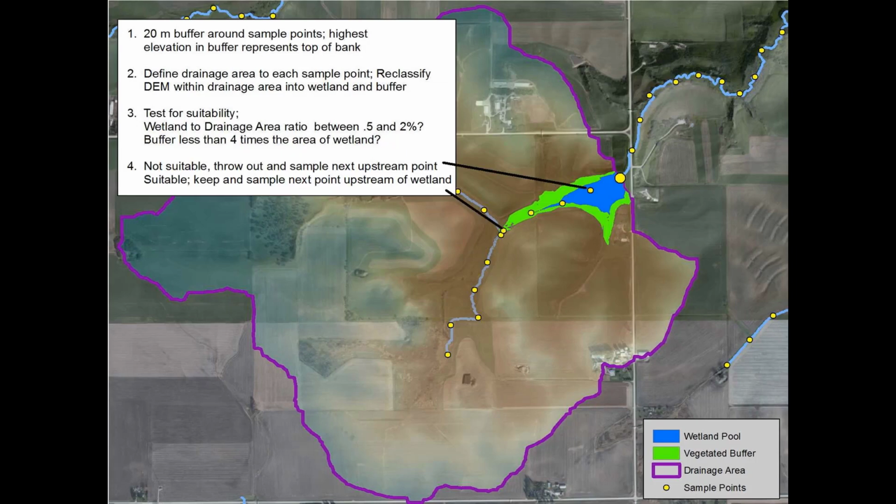If the site was found to be unsuitable, it's thrown out, and then the next point upstream is sampled. So you can see there that that point is literally just the next one upstream. But if it is suitable, that point is kept, and we move to the next point that is outside of that wetland buffer area.